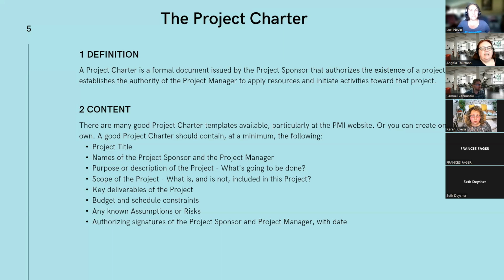And then finally, you want to get the signatures of the project sponsor and the project manager, including the date, because this secures the authorization of the charter. Okay. Does anyone else have any questions? You can enter them in the chat, or you can just ask them.